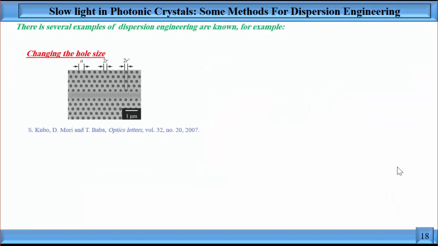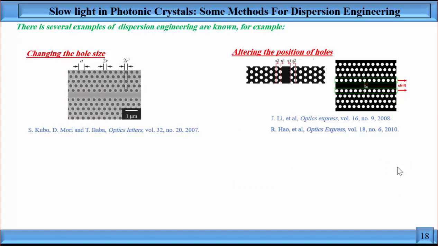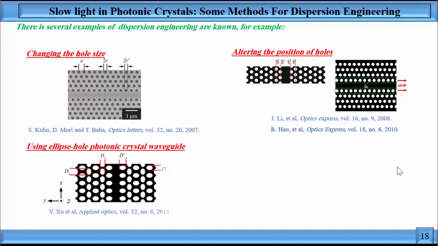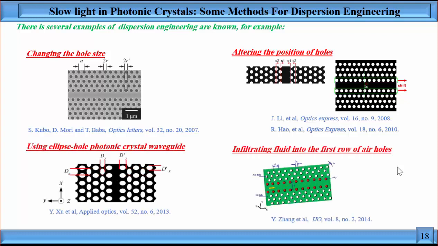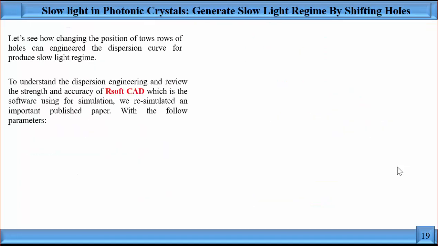Slide 18. Some methods for dispersion engineering. Several examples of dispersion engineering are known, for example, changing the hole size, altering the position of holes, using an elliptical hole photonic crystal waveguide, and infiltrating fluid into the first row of air holes. Slide 19. Generate slow light regime by shifting holes. Let's see how changing the position of rows of holes can engineer the dispersion curve to produce a slow light regime.